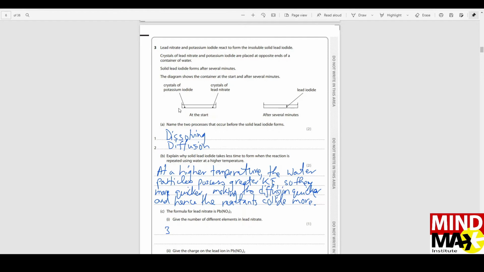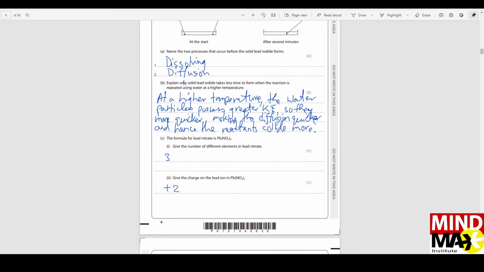So that's what happens. Then explain why solid lead iodide takes less time to form when the reaction is repeated using water at higher temperatures. At a higher temperature, the water particles possess greater kinetic energy. So when they have greater kinetic energy, that means they will move quicker.